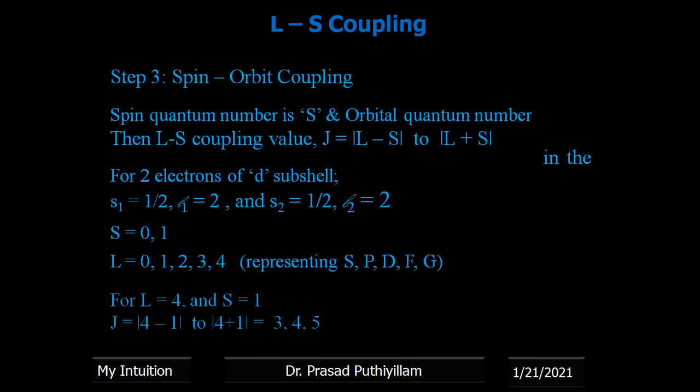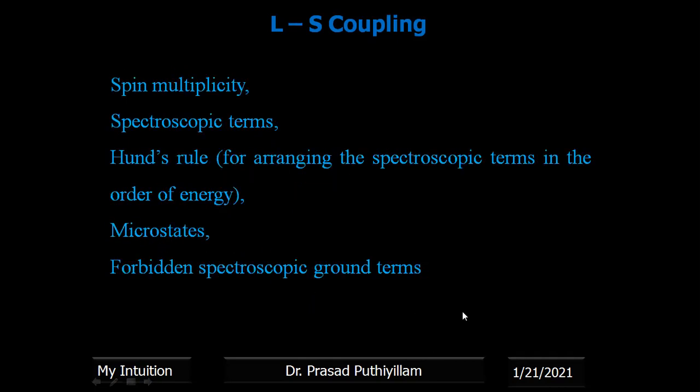These are the values calculated with the L and S values 0 0, 0 1, 1 0, 1 1, like that. For those combinations, the J values are also calculated. Now I'm not going into detail about that. We'll move on to some other concepts like spin multiplicity, spectroscopic terms, Hund's rule to arrange the spectroscopic terms in the order of energy, microstates, and the forbidden spectroscopic ground terms.